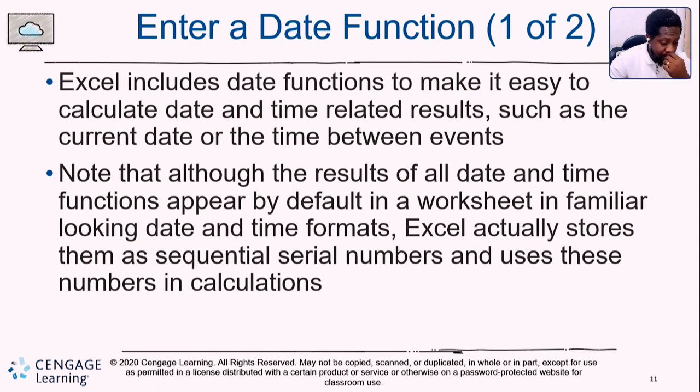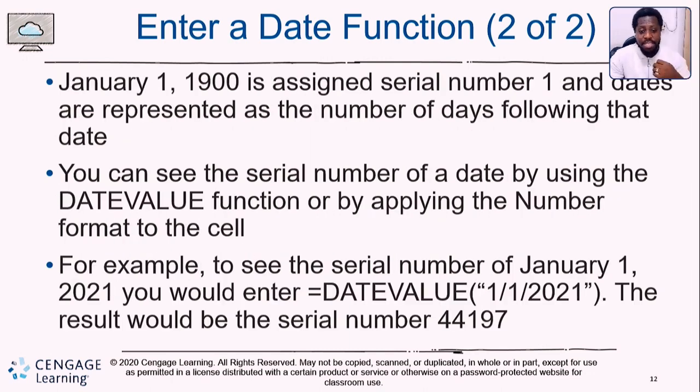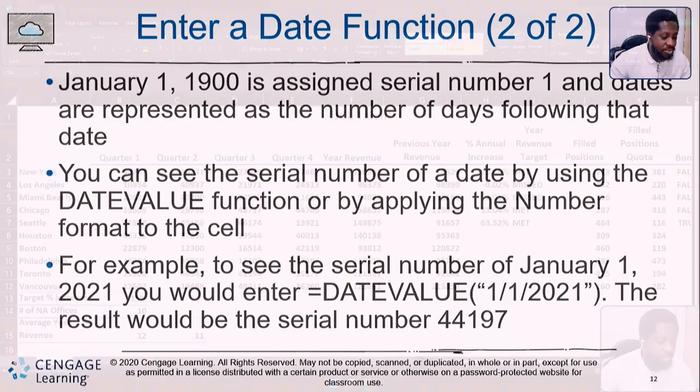So for example, if January 1, 1900 is assigned a serial number 1 and the dates are represented as the number of days following that day, then you can see the serial number of the dates by using the date value function or by applying the number format to that particular cell. That is possible. So for example, to see the serial number of January 1, 2021, you would enter date value of that. You can write this in a cell and the result will be the serial number 44197. You can try that for maybe 2022, for example.